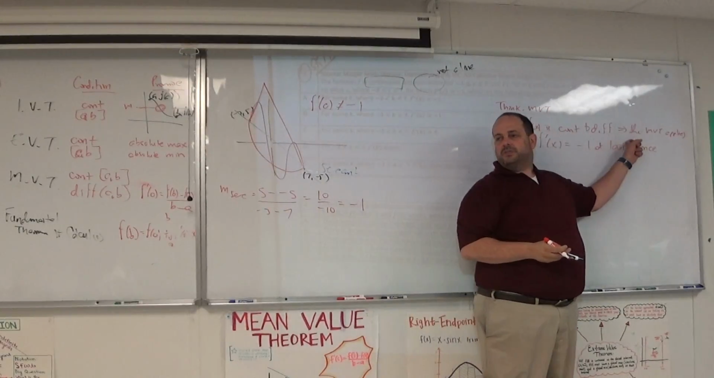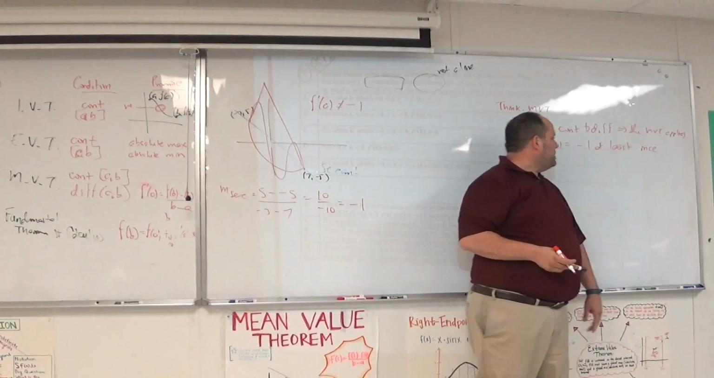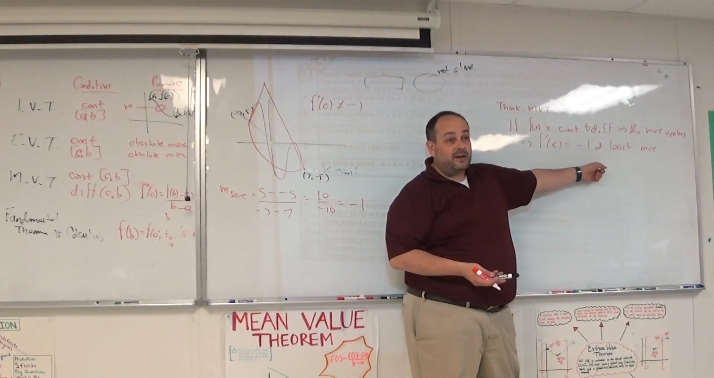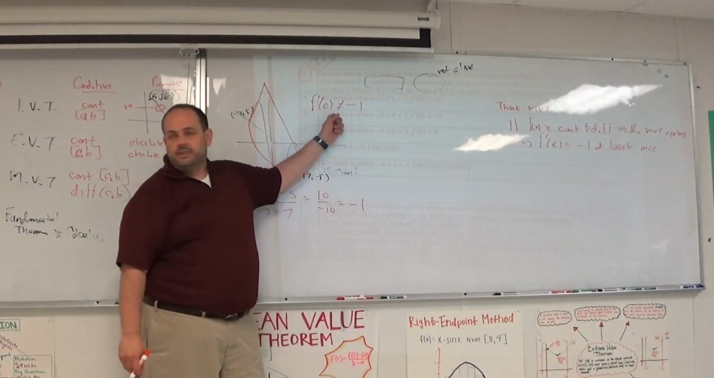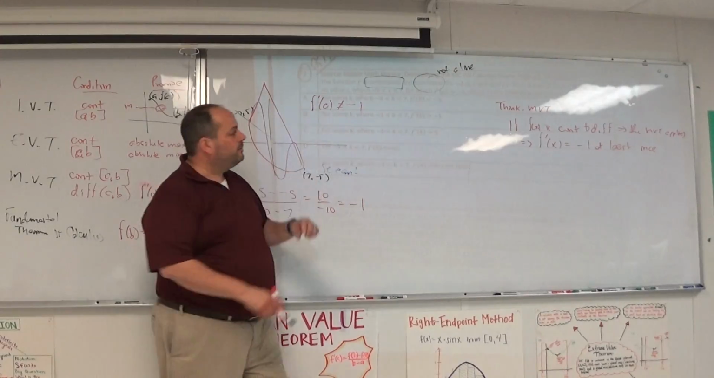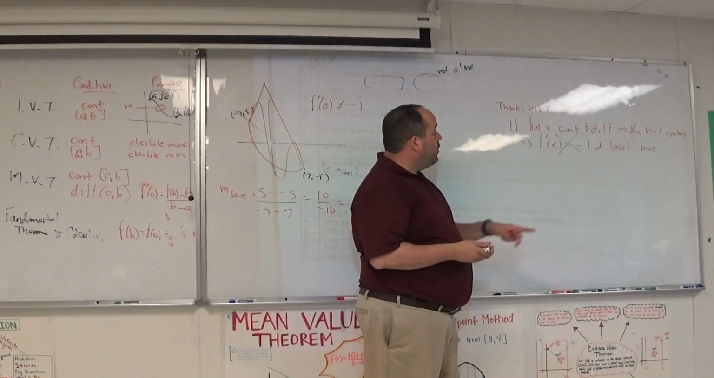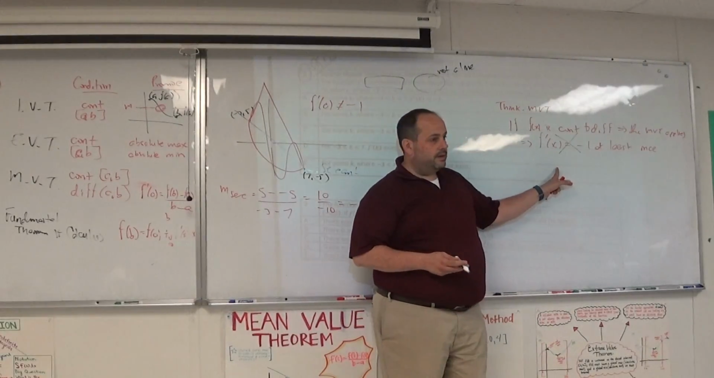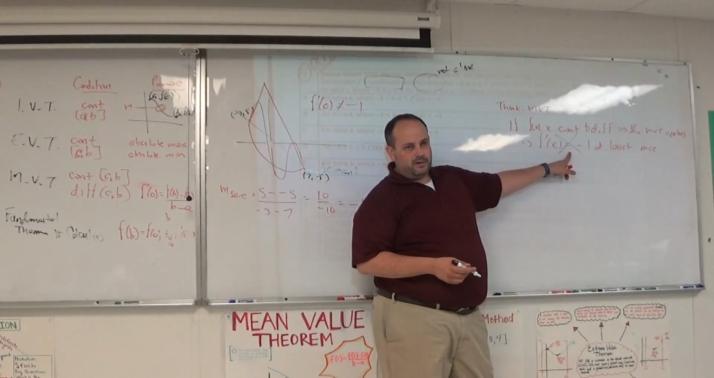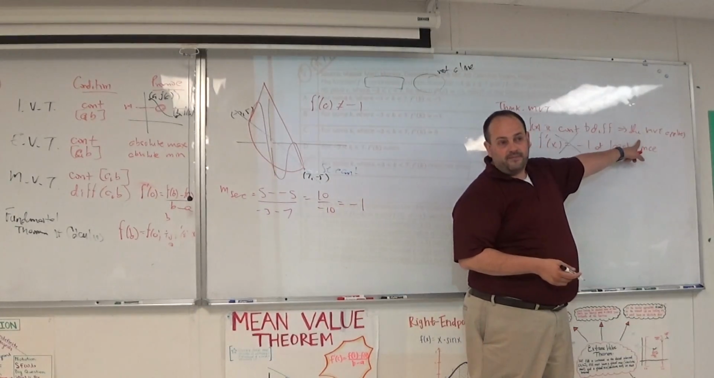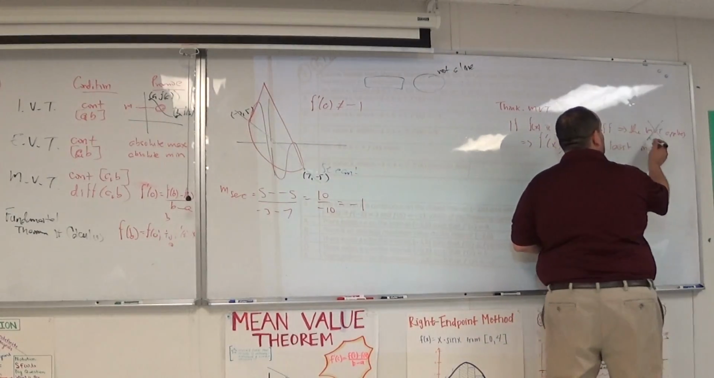If your function is continuous and differentiable, then your mean value theorem has to apply. But if the mean value theorem applies, the derivative has to be equal to negative 1 at least once. What do we know about the derivative? The derivative can't be equal to negative 1. If the derivative can't be equal to negative 1, what does that tell you? I want to be careful. If the derivative can't be equal to negative 1, then it tells me something about the mean value theorem. The mean value theorem does not apply.